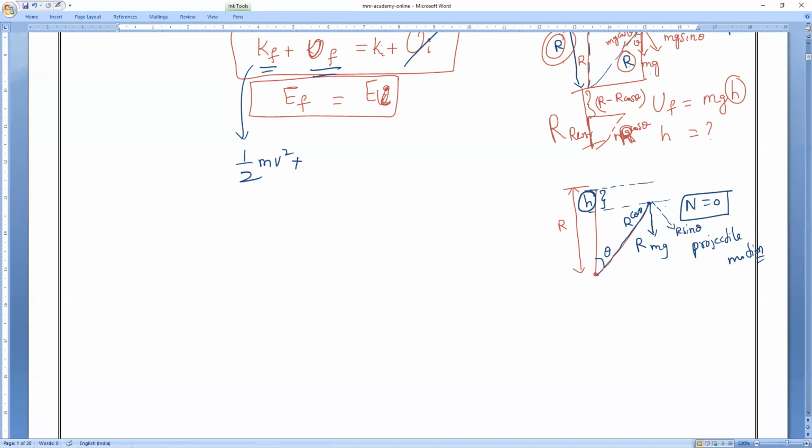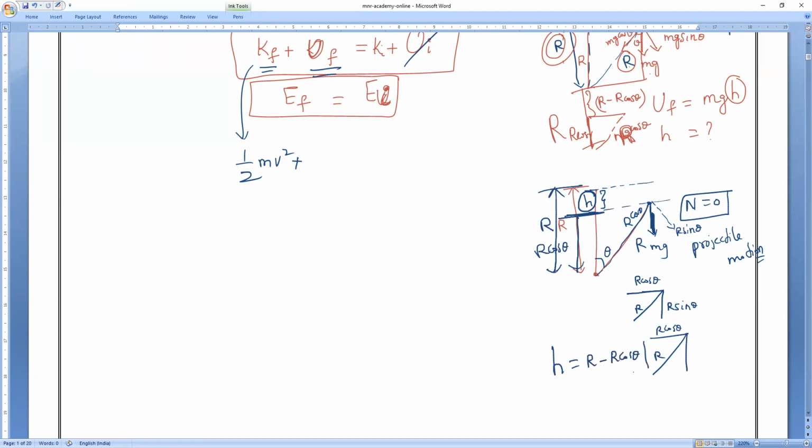Now all of you check it. This is what it looks like. This is R. So here, this will become R cos theta, and this will become R sin theta, R being the resultant force. So this is R cos theta. The height present here we got as R cos theta, and the total height is R. So height h will become R minus R cos theta. R is common, so 1 minus cos theta.